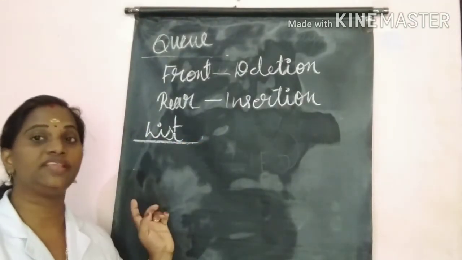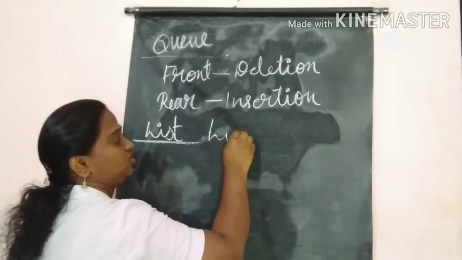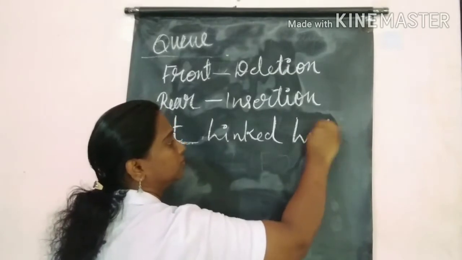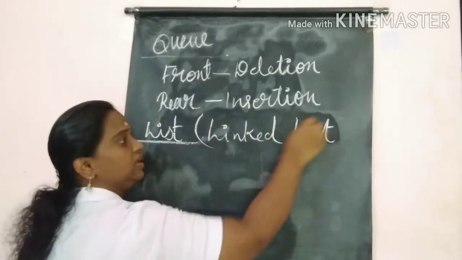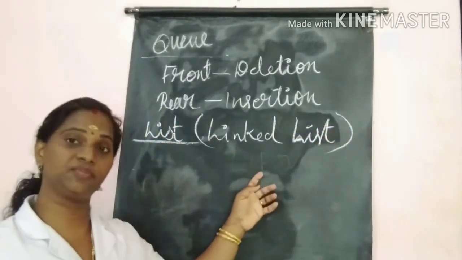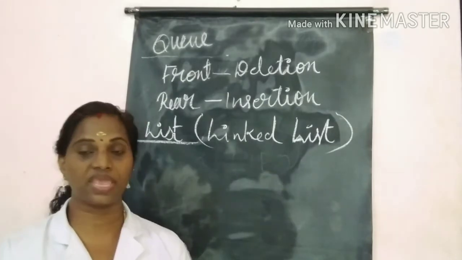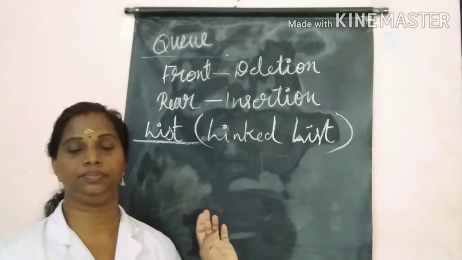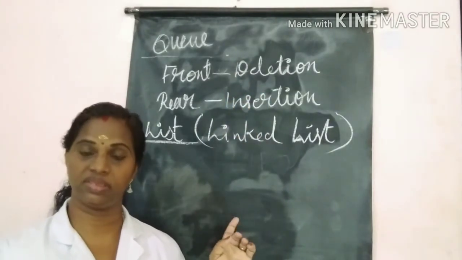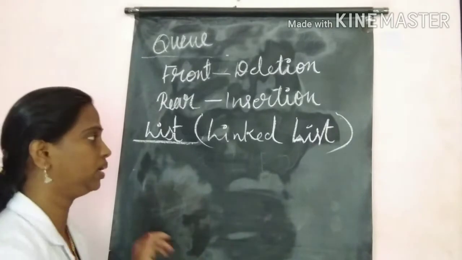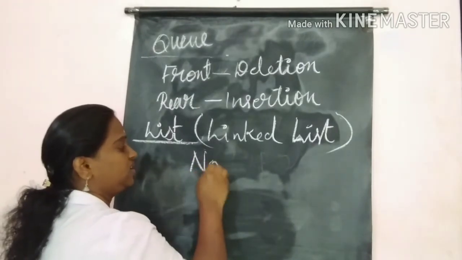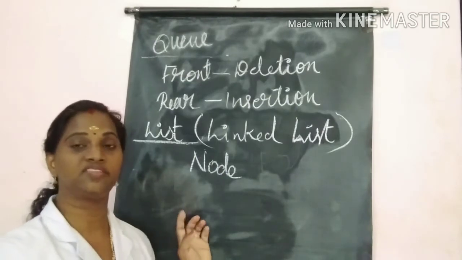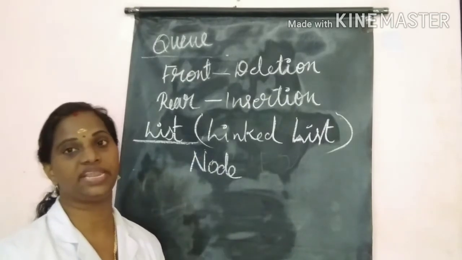List of linked list. Linked list means it also stores information of the same data type, but it has some difference from stack and queue. In a linked list, each data is called a node. And this node has two parts, one info part and one next part.